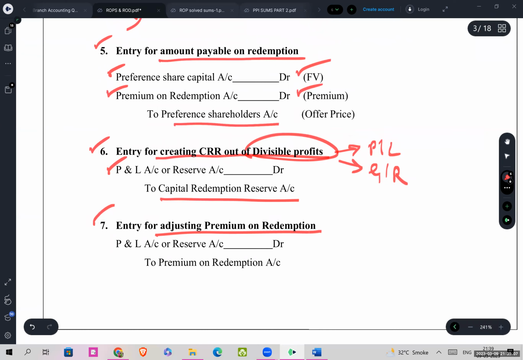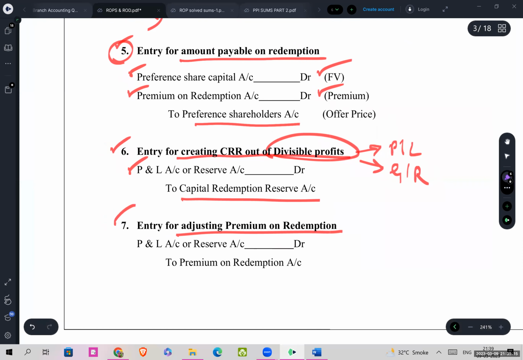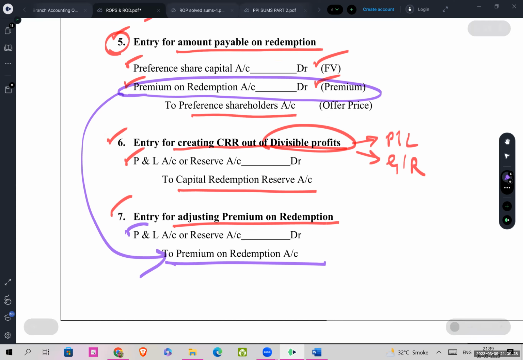So you can see this entry, see journal entry number 5. See this premium on redemption here. Your premium on redemption account is debit here. So when you're adjusting, see, there's a closure and you're transferring it to P&L. Okay.